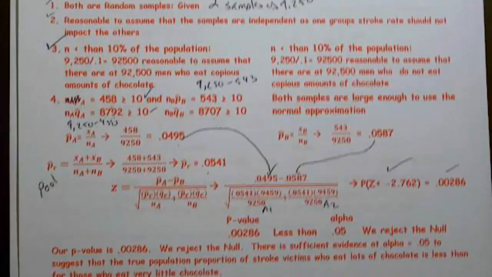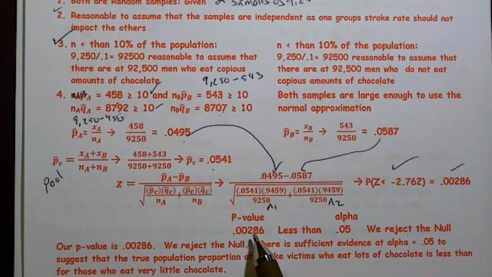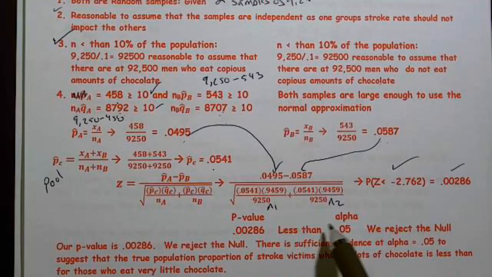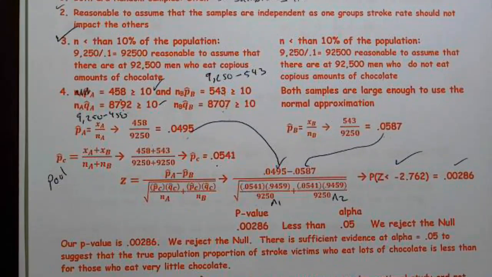They did not tell us alpha, so when they don't, we like to use 0.05. So p-value 0.00286 is less than 0.05, so we're going to reject the null, and our conclusion is our p-value is 0.00286. We reject the null. There is sufficient evidence at alpha equal 0.05 to suggest the true population proportion of stroke victims who eat lots of chocolate is less than those who eat very little. So in other words, you eat a lot of chocolate, you have fewer strokes.